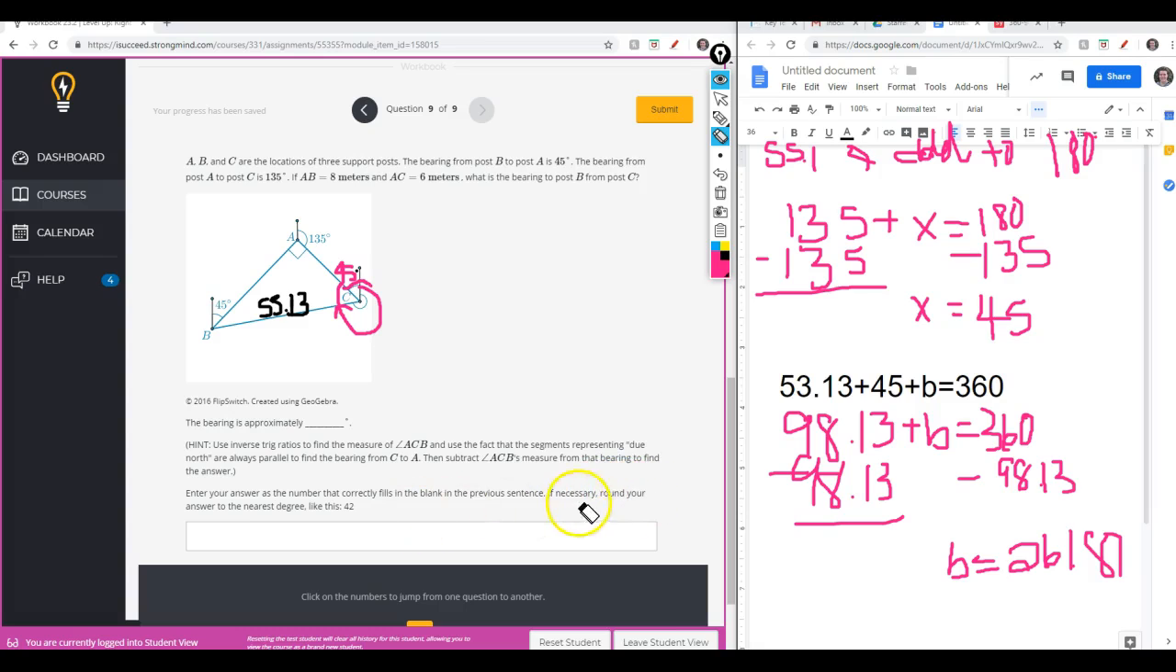This did say to round your answer to the nearest degree, and 261.87 would be closer to 262 than it would be to 261. So this is 262, and that's how I would answer this question.